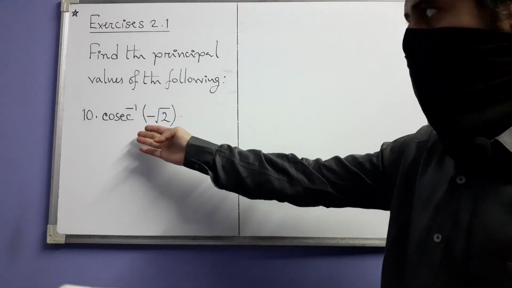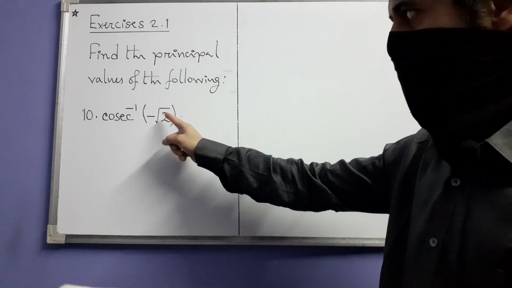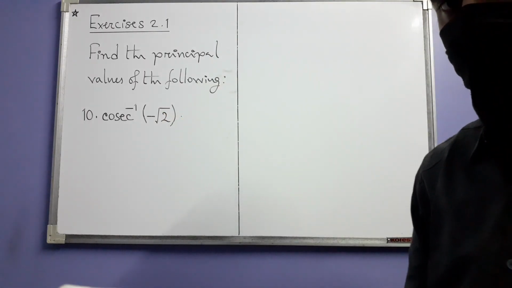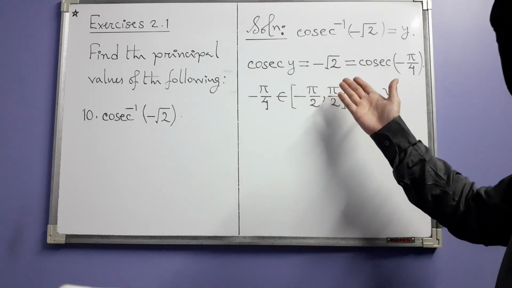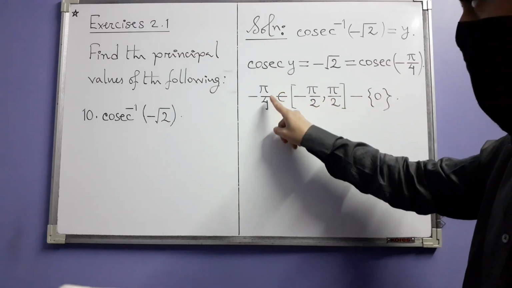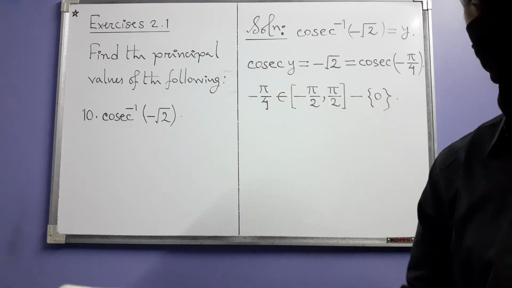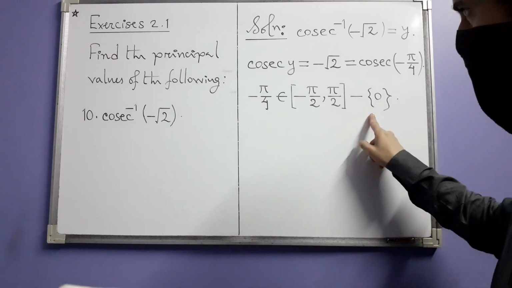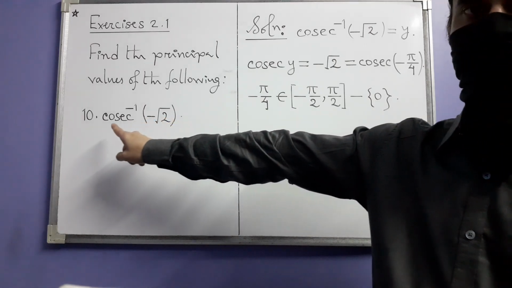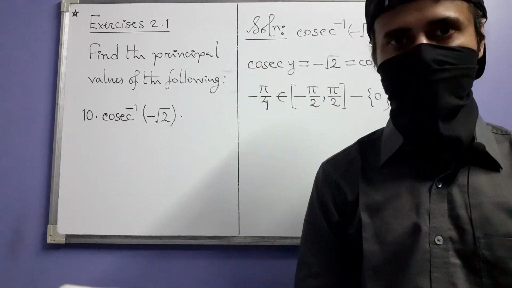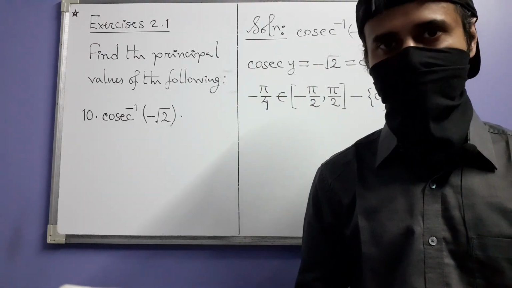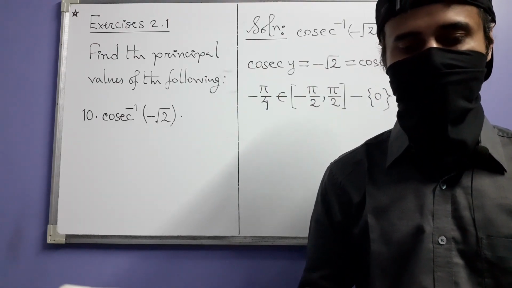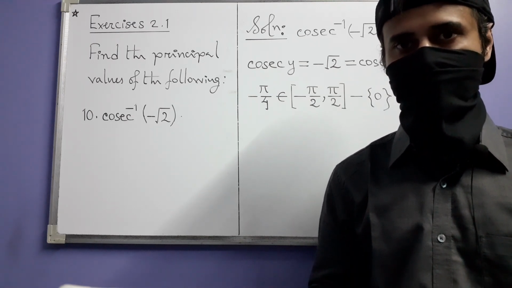And finally you have number 10, cosec inverse of minus square root of 2. And the procedure reveals that the value is minus pi divided by 4, because we want minus root 2. And it also belongs to this range of the principal branch of cosec inverse function. There are a few other problems also in this set of exercises that we will solve in the next video on these things.